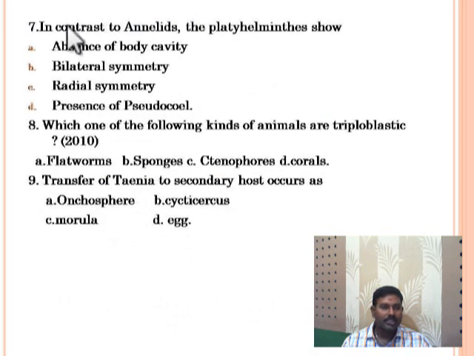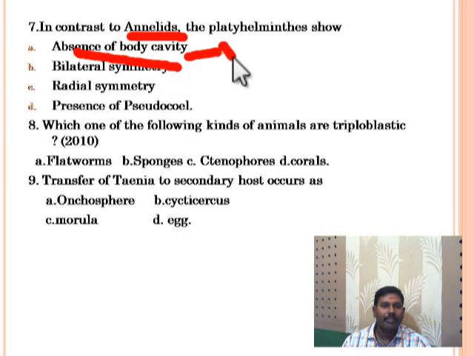And the next question is, in contrast to annelids, the platyhelminthes show. Here what is the difference in contrast to annelids? Is there absence of body cavity? Or presence of pseudocoel, or radial symmetry or bilateral symmetry? Both of them have bilateral symmetry, so the answer will not be in symmetry because both of them exhibit bilateral symmetry. So the answer will be absence of body cavity in Platyhelminthes.